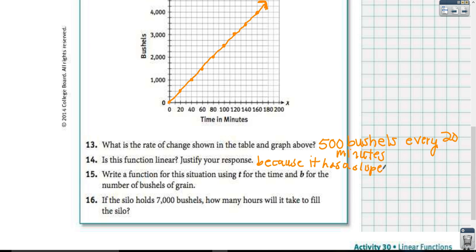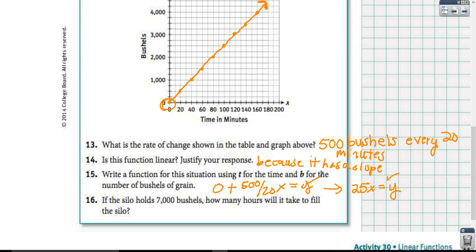Okay, write a function for the situation. So our b is our starting value. It starts at 0. Our m is our slope, which is 500 over 20 x equals y. We can actually simplify 500 over 20. We can simplify that to 25. So if we do 500 divided by 20 in our calculator, we're going to get 25x equals y. Both of these are right.